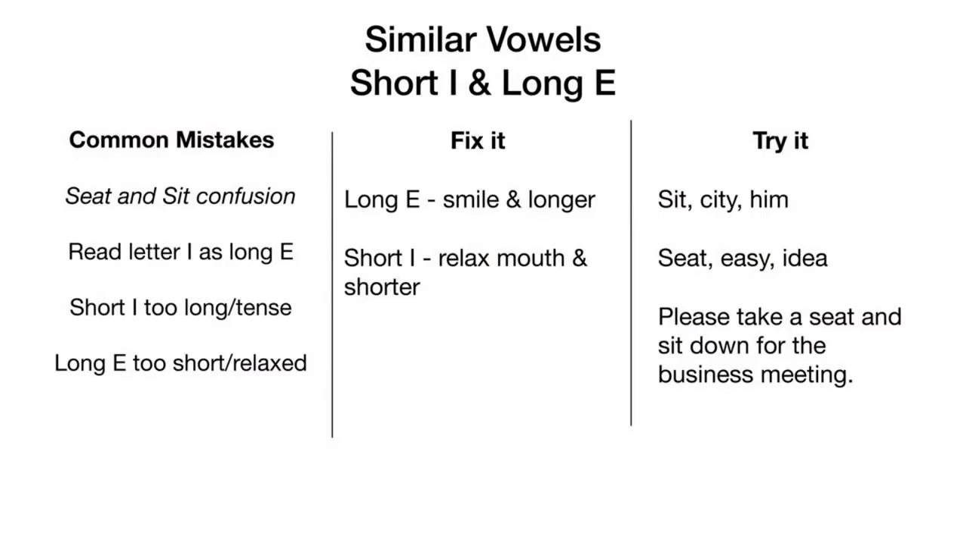Let's talk about some similar vowel mistakes. The two similar vowels that people really confuse in American English are the short I and the long E. So I'm calling this seat and sit confusion. What I mean by that is I will hear people saying seat some of the time, sit some of the time, and sort of this middle sound, not an E, not an I, somewhere kind of in between.